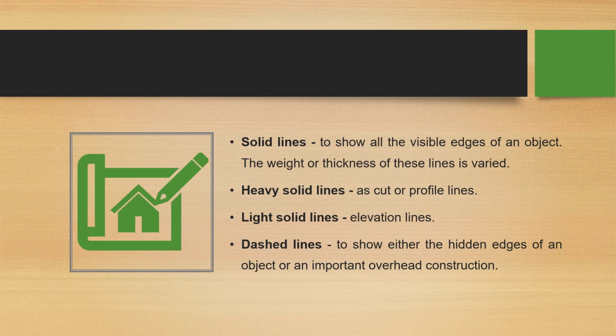Alright, so there are 4 types of lines you need to know when you want to do the floor plan drawing. First is the solid line, to show all the visible edges of the object. The weight or thickness of this line is varied. Heavy solid line is a cut or profile line. When you cut, it is usually used for sections, XX, YY, ZZ. So we use the heavy solid line. Light solid line is the elevation line.